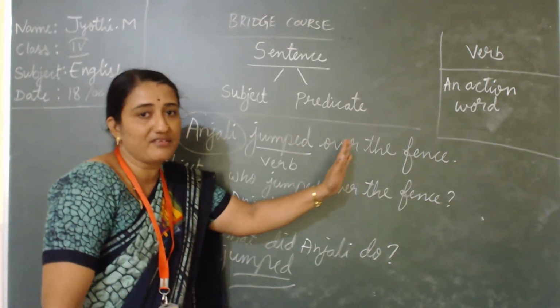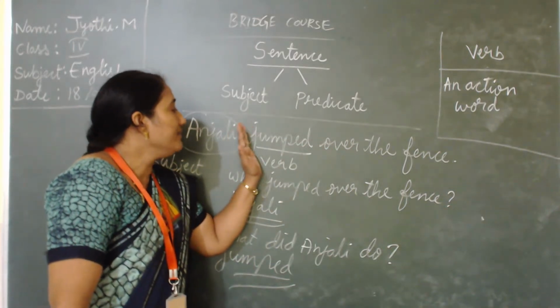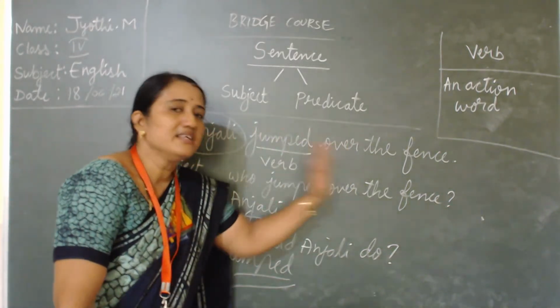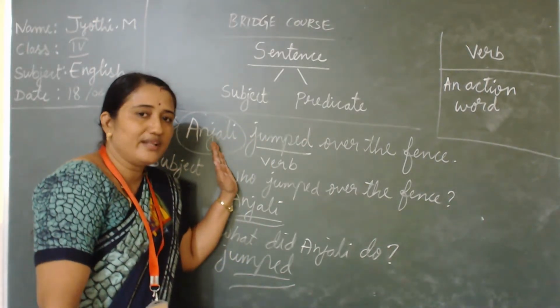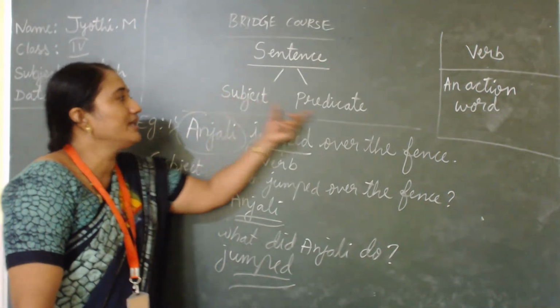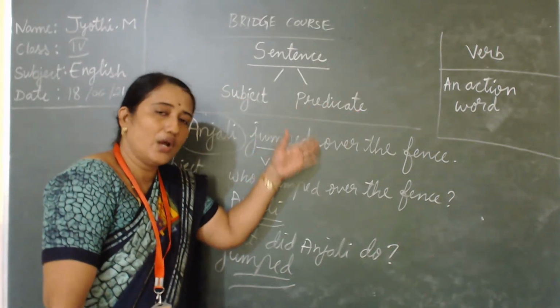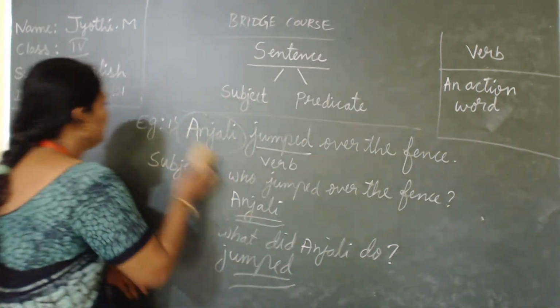She jumped over the fence now. So that will be the predicate part. Every time the predicate part starts with the verb. And every time the subject will be the noun or a pronoun. Now I give the definition of subject and predicate both. You have to copy down, children, and practice in your rough notebook.